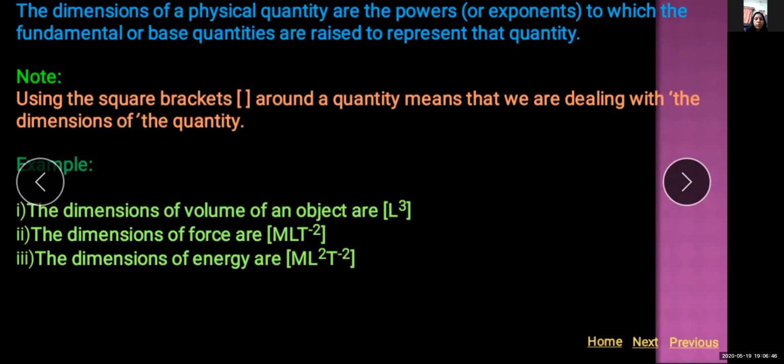Dimensions of energy. Energy is given by half mv square, or mgh, or work is force into displacement. So when we find the dimension, it will be [ML^2T^-2]. So for finding the dimensions of any quantity, we need to know the formula or unit of that quantity, so that we can write the dimension of that quantity easily.